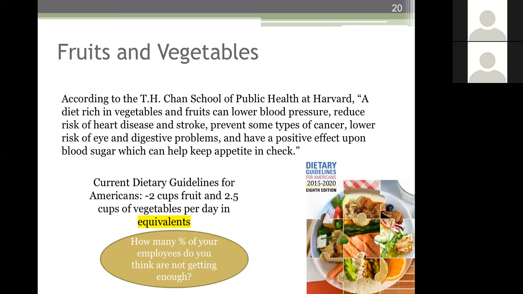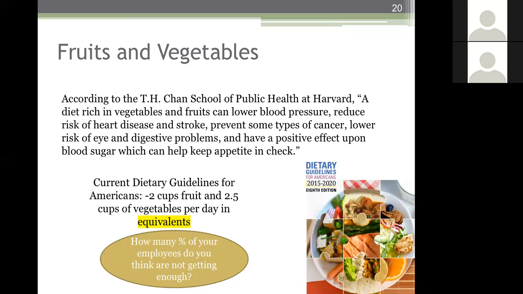Every 5 years, we are issued a new set of dietary guidelines for Americans. In the current one, based on your caloric intake, they recommend roughly, for the average person, 2 cups of fruit and 2.5 cups of vegetables per day, or the equivalent. That means 1 cup of spinach is not 1 serving; 2 cups of spinach is a serving. So if you think about raw leafy greens, volume-wise, you have to calculate for that.